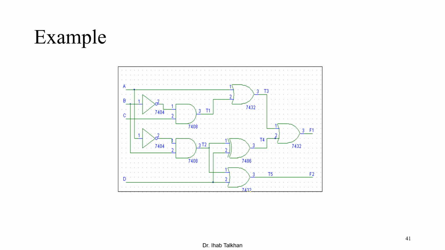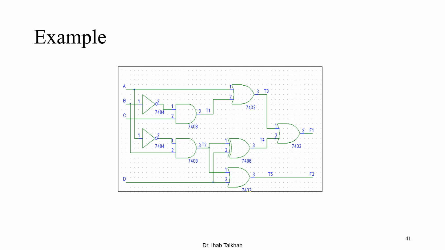Then moving to level 3, T3 equals T1 plus A, but T1 previously equals B bar C, so T3 equals A plus B bar C. In the same way, T4 equals A bar B XOR D, so T4 equals T2 XOR D. And then we have T5 equals T2 plus D, which means it equals A bar B plus D.